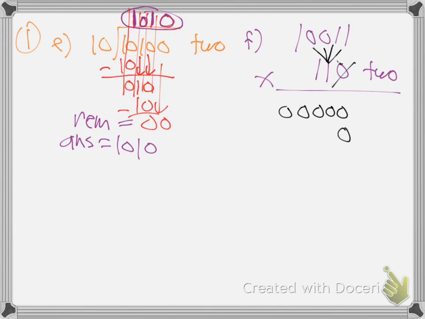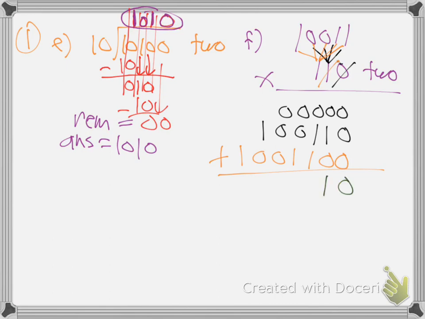1 times everything is easy. 1, 1, 1. And then, next column, add 2 zeros. And now again, 1 times everything. So that's 1, 1, 1. Add them up.